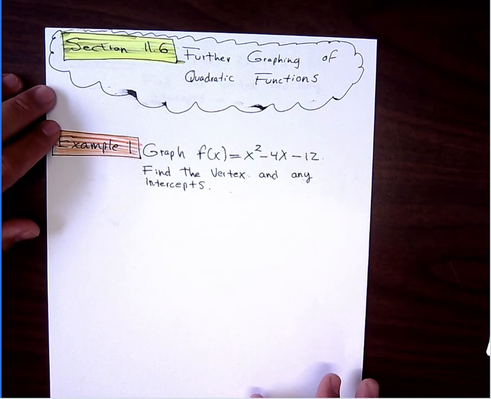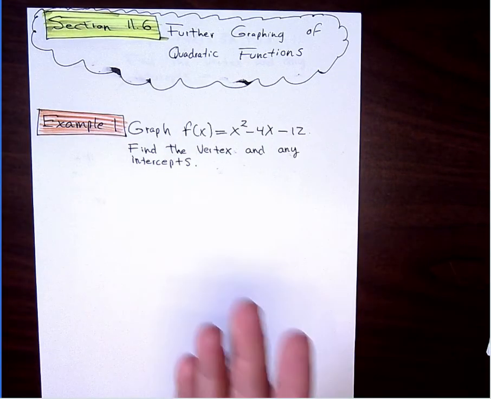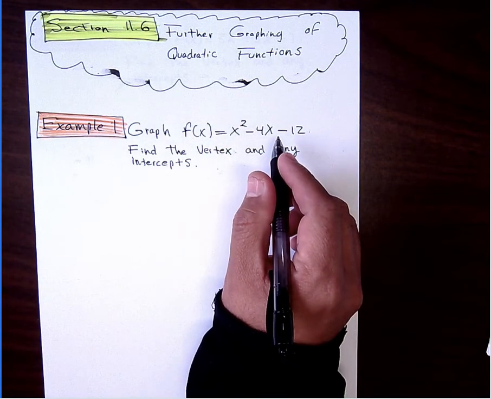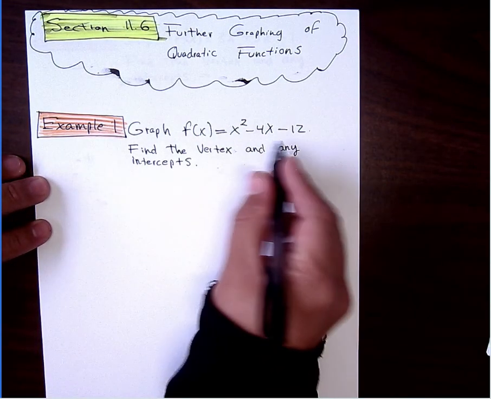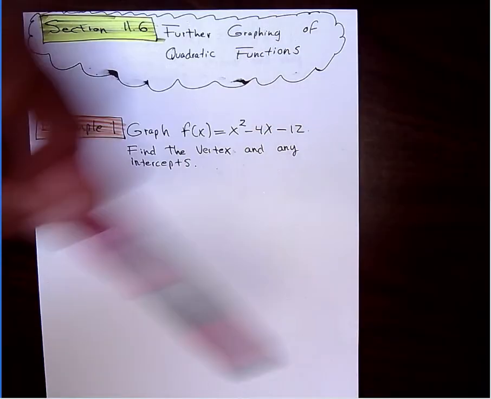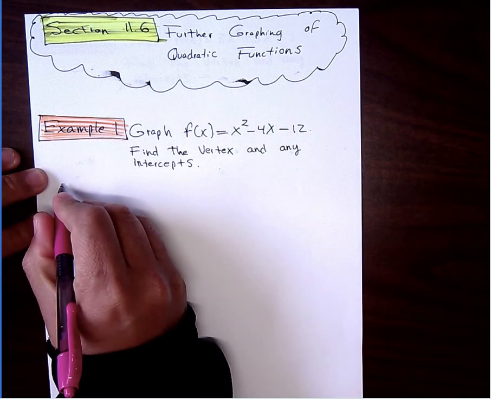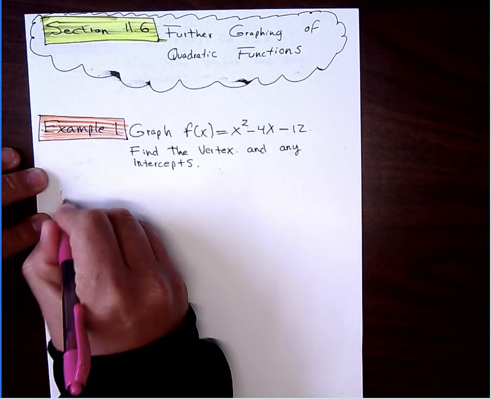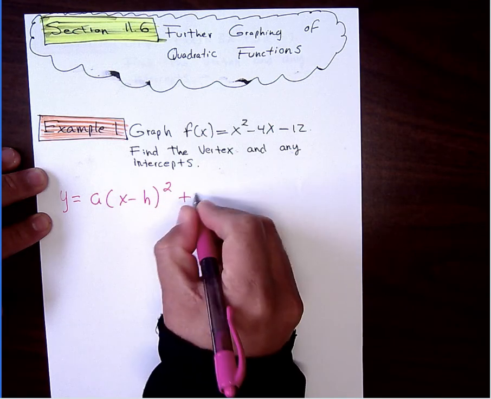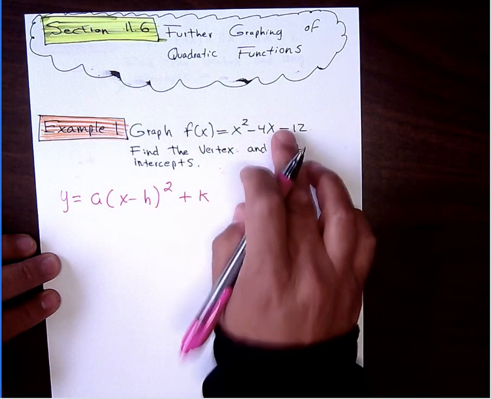So today we are doing 11.6 of further graphing of quadratic functions. For this type of question, you're going to be given a quadratic function in this form, and we want to convert it. So we want to make this function look like this. So we're going from this to this. In order to do that, we're going to complete the square.